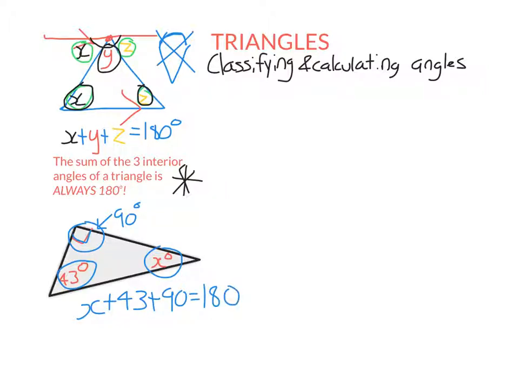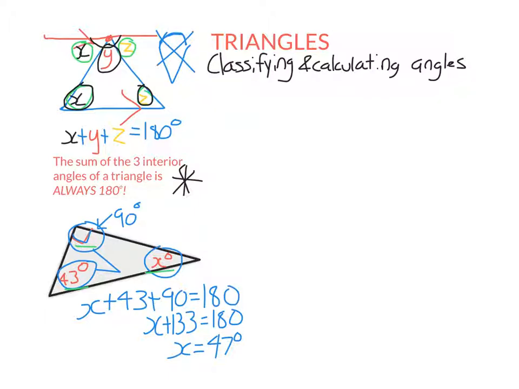Now 43 plus 90 is just 133. So what I'm saying is these two angles add to 133. You just have to think, how much more do I need to go from 133 to 180? If you don't know what that is off the top of your head, just go 180 minus 133 and you get 47 degrees. So X must be 47 degrees because these three angles must add to 180.